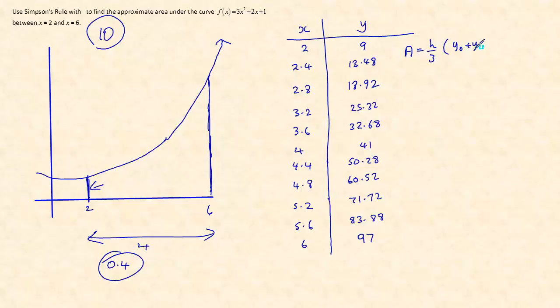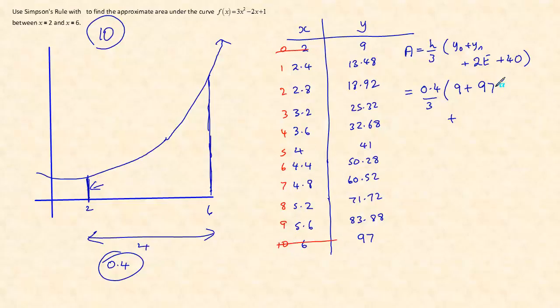Then we have the first and last y's, but then we do twice the even ones and 4 times the odd ones. So what does that look like? We start with the 0.4 over 3, and we're going to have the 9 add the 97 as before. Now this is y naught. 1, 2, 3, 4, 5, 6, 7, 8, 9, 10, and of course the 0 and the 10 are already included in here.